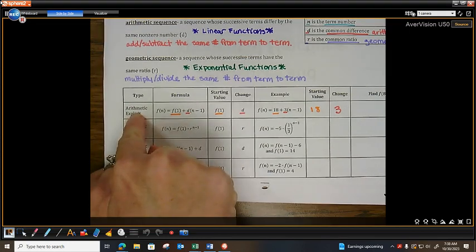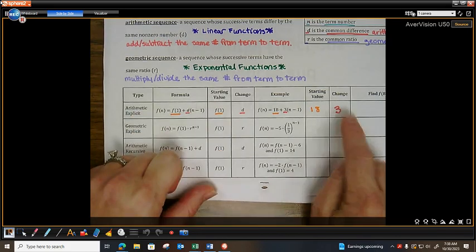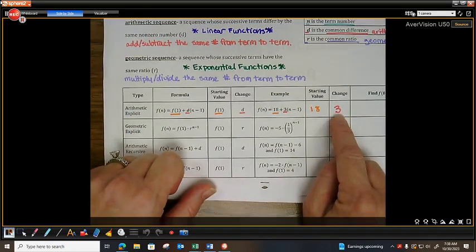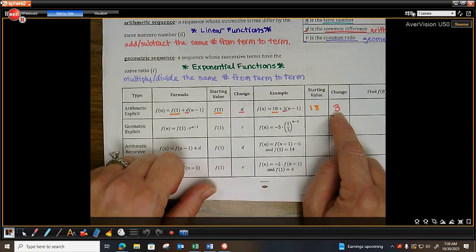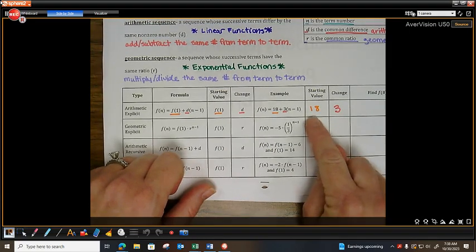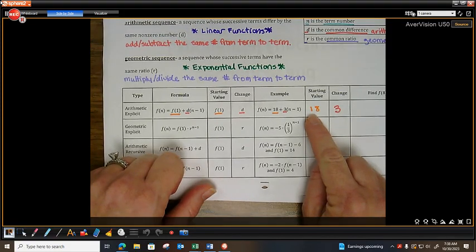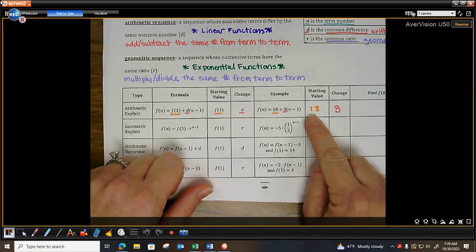Well, remember, it's arithmetic, so you're adding and subtracting. What's your change? 3. So what are you adding and subtracting each time? 3. Okay? So my sequence would be 18, because that's your starting value, and then you would add 3 each time. So it would go 18, 21, 24, 27, 30, 33, 36, 39, and so forth.